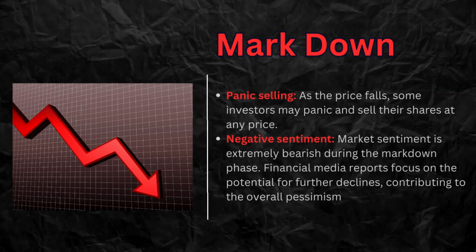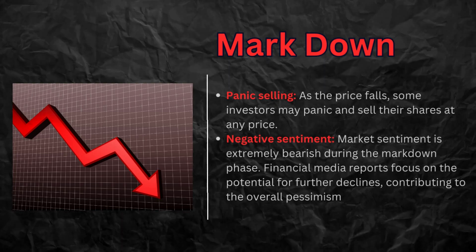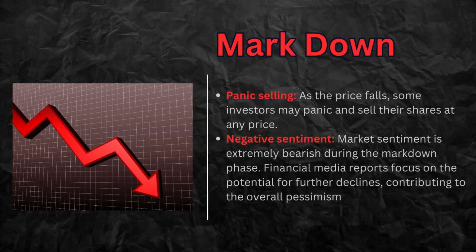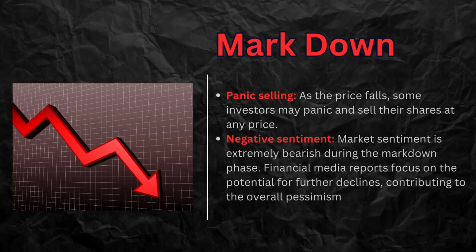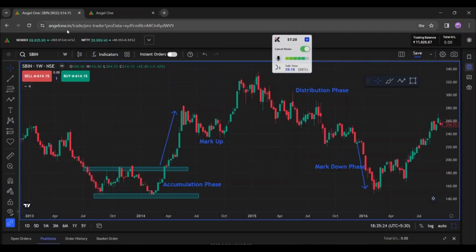So these are the 4 phases in the market that you as an investor need to look out for. And by identifying these repeating cycles in the market, you as an investor might get good opportunities. So now you're on the Angel One Web application and you're able to spot the SBI chart. And here I have an example of the market cycle.